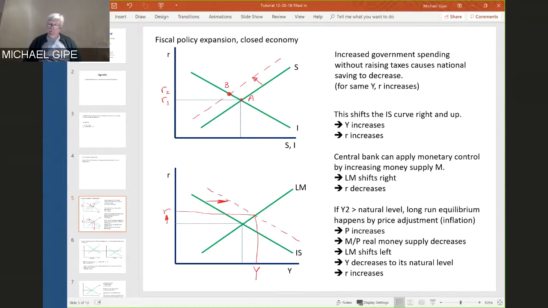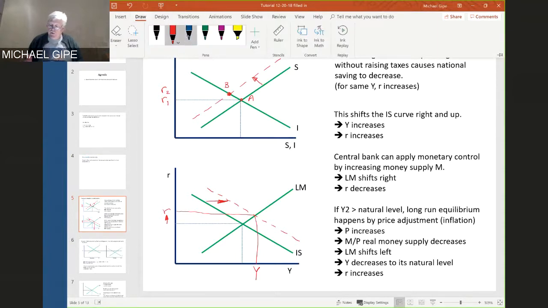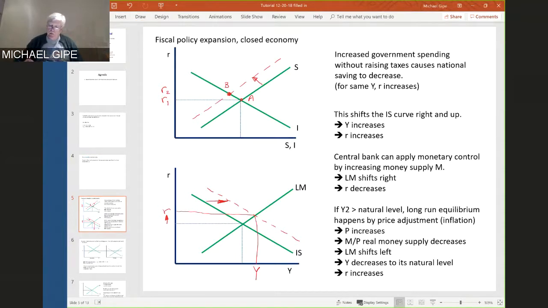Now, what can happen here? The central bank can support this fiscal policy expansion, and in order to do that, they're going to have to increase the money supply. Once they do that, that will shift the LM curve right. So something like this.